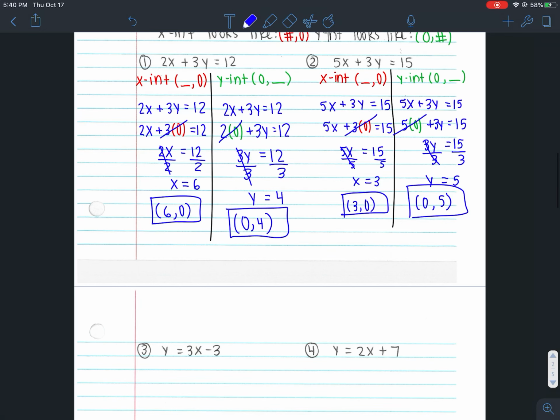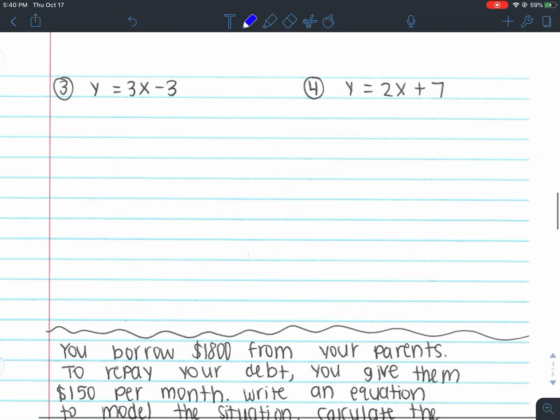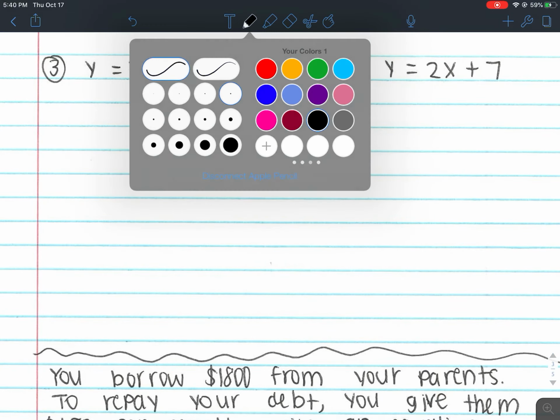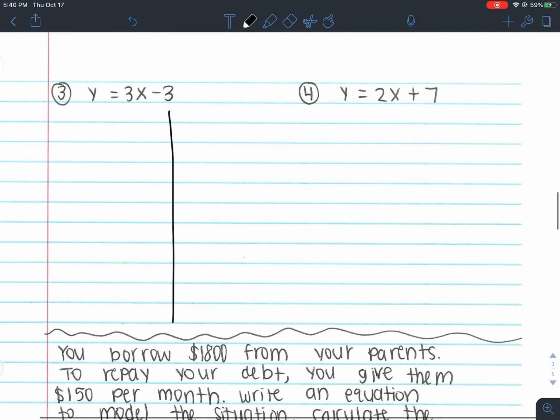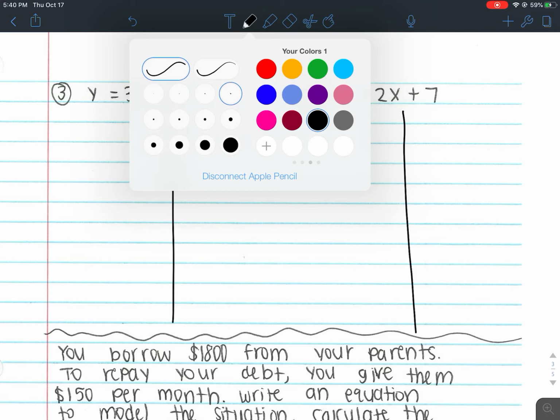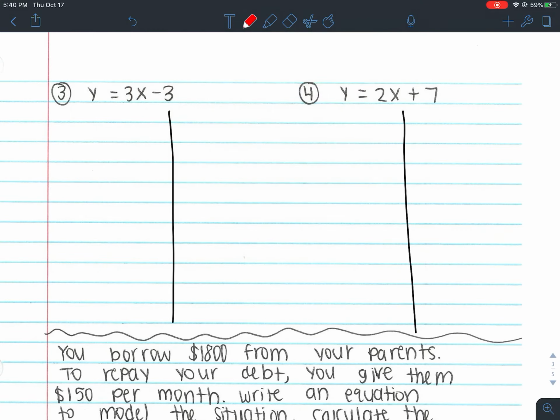With number 3 and 4, these equations look a little bit different from the previous page. On the previous page, my x and y were on the left side, on the same side, but on number 3 and 4, my y is on one side and my x is on the other side. However, you do still solve the same way. You're still substituting in a 0 each time you're doing this. So let me go ahead and split my workspace down the middle for both of these. I'll go ahead and do both problems and split those down.